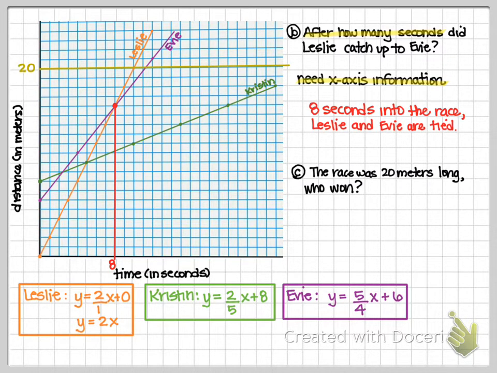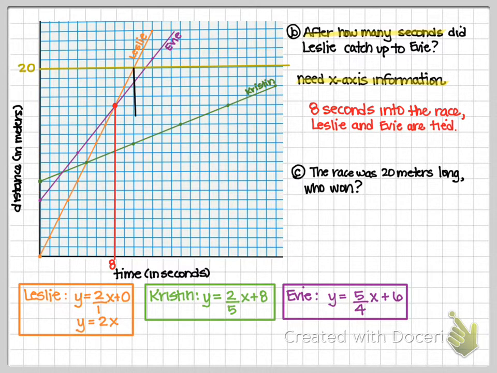Okay, so I counted up to 20 and I ran that line across. If this is the finish line, to figure out who won, we want to know which person in the race, Leslie, Evie, or Kristen, got to that yellow line the fastest, so in the least amount of time. Well, if I take a look at it, it looks like Kristen is still going. So I think the question is either Leslie or Evie.